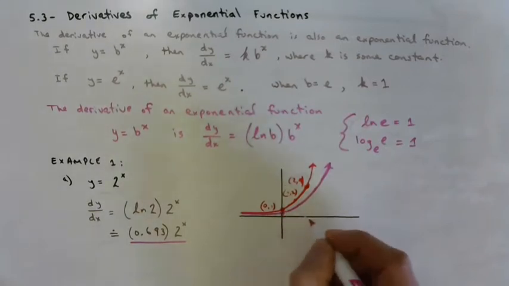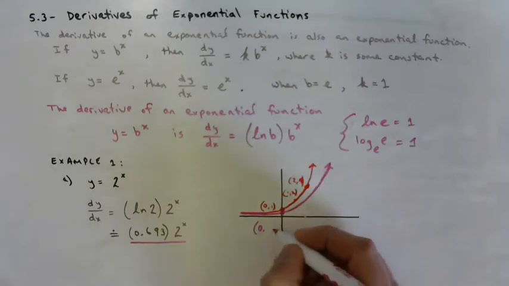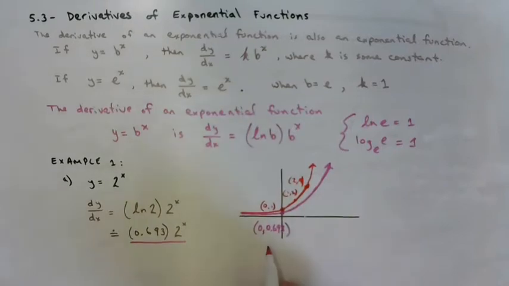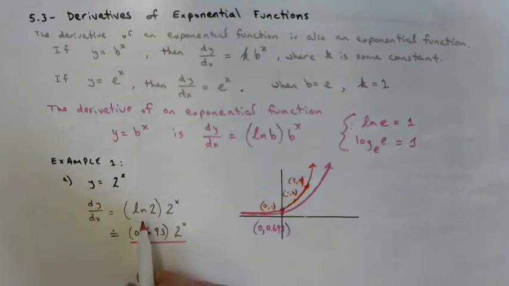And for example, we're not going to do a whole bunch of points, but it goes through the point 0, 0.693. And that's really good enough. We just wanted to show that the derivative of this is lower, the graph is lower than the original graph.